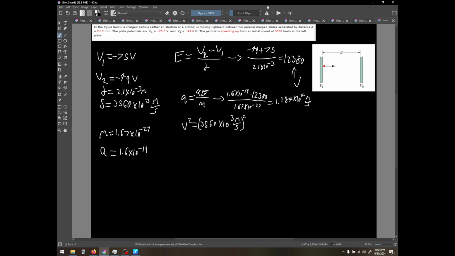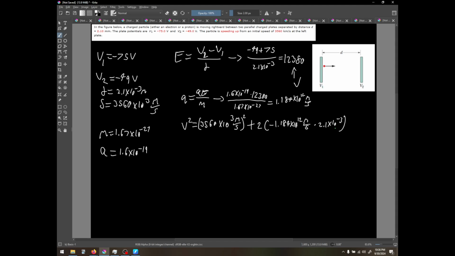squared. Okay. It's going to be plus 2 times negative 1.184 times 10 to the 12th meters per second multiplied by 2.1 times 10 to the negative third. Okay. Let's just calculate that real quick.